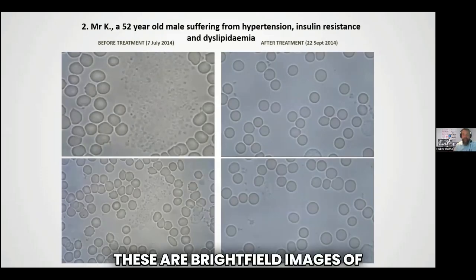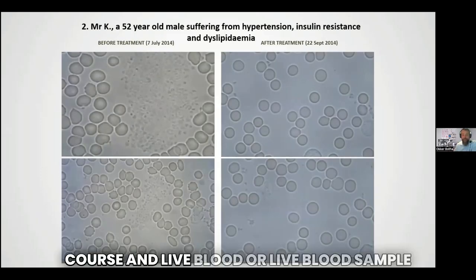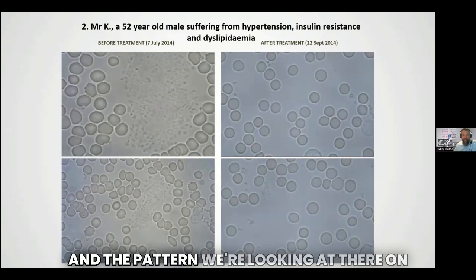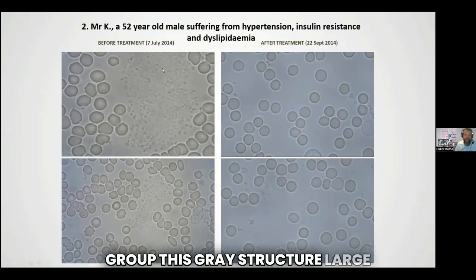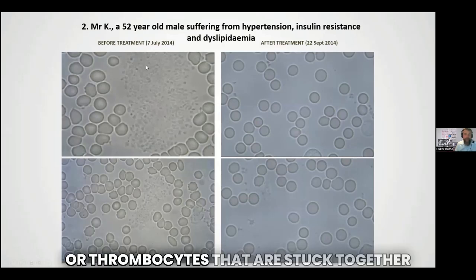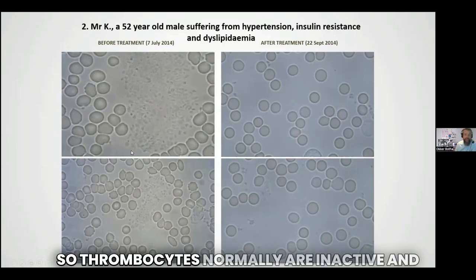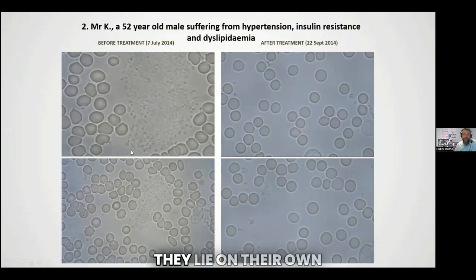There are some really interesting pictures here. These are bright field images of a live blood sample. And the pattern we're looking at on the left-hand side is this large gray structure, a large group of platelets or thrombocytes that are stuck together. Thrombocytes normally are inactive and they lie on their own.